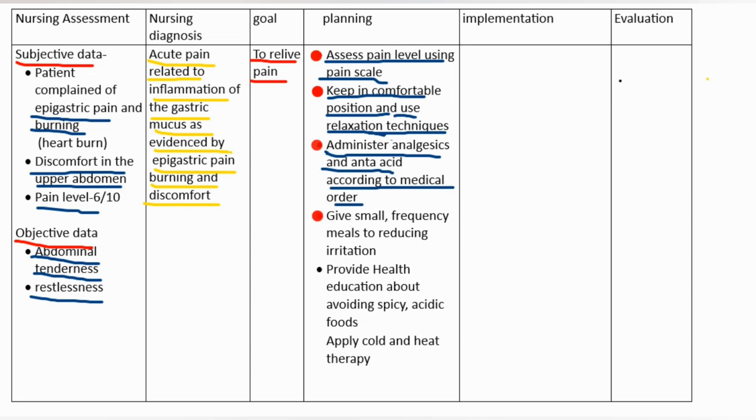Give small frequent meals to reduce irritation. Provide health education about avoiding spicy and acidic foods. Apply cold and heat therapy.